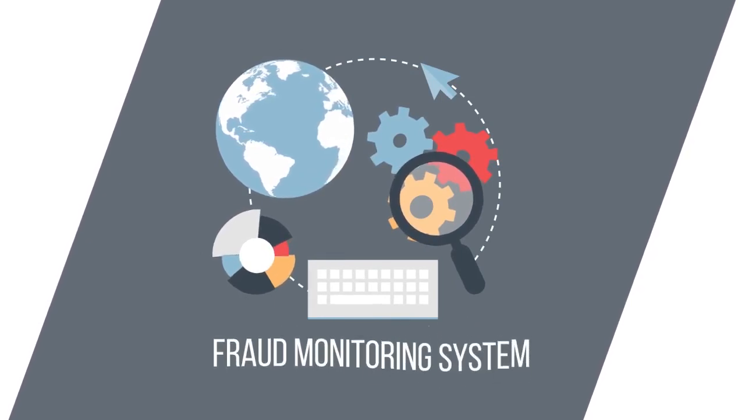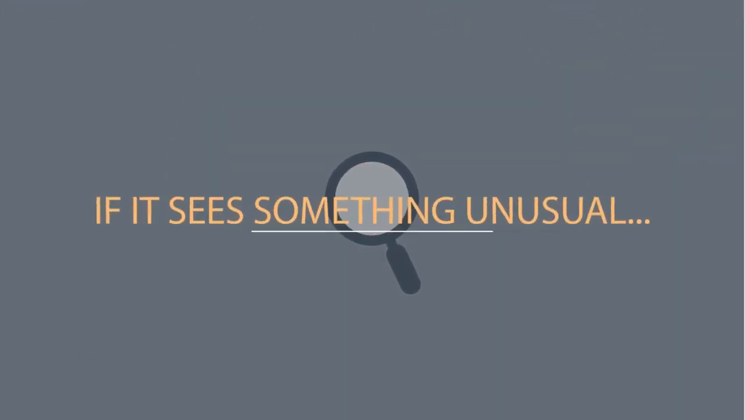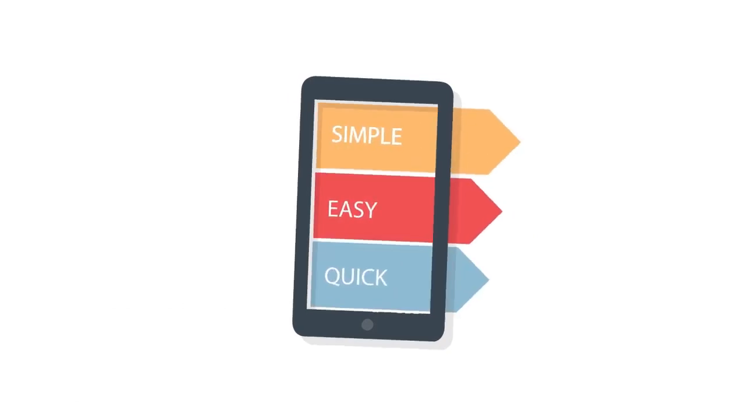That's why we protect your cards with a state-of-the-art fraud monitoring system. The network keeps an eye on your transactions, and if it sees something unusual, asks you to confirm the purchase. You get a text asking if you made the purchase. You reply with a text back. Simple, easy, and quick. After all, your card is a seamless part of what happens in your daily life.